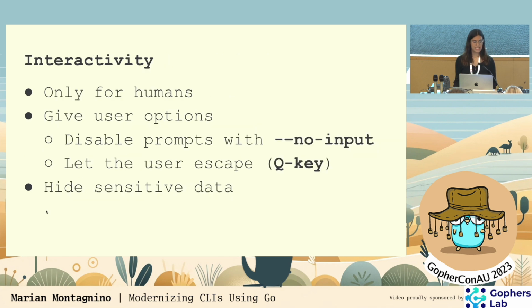All right, so interactivity. Prompts and interactivity should be for humans only. You also want to give the option to disable these prompts with, for example, a no input flag. And then if you have a terminal dashboard that you've created, allow the users to quit out of that. Also, prioritize security by hiding sensitive data.